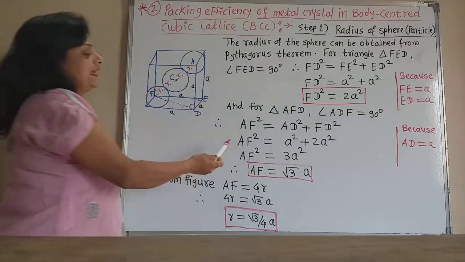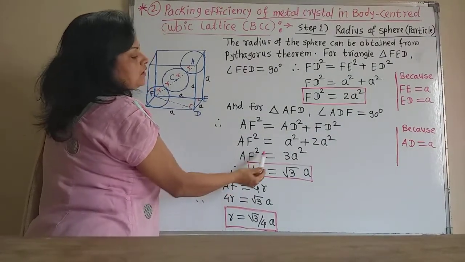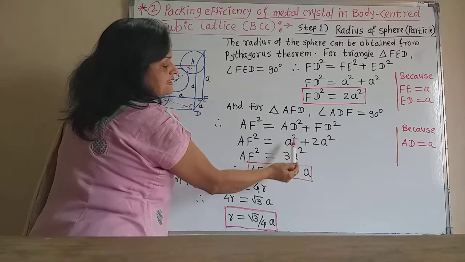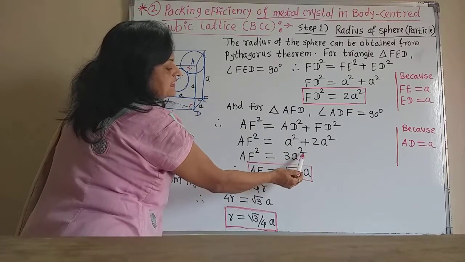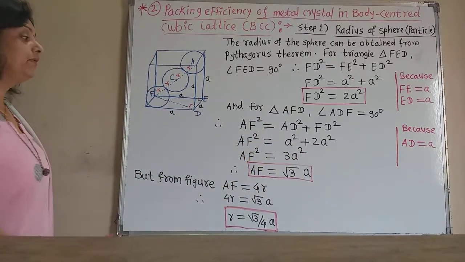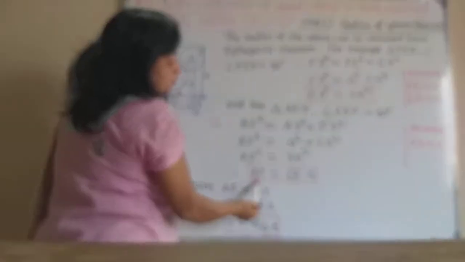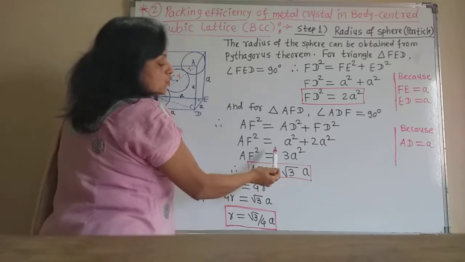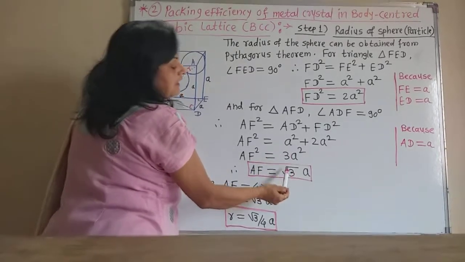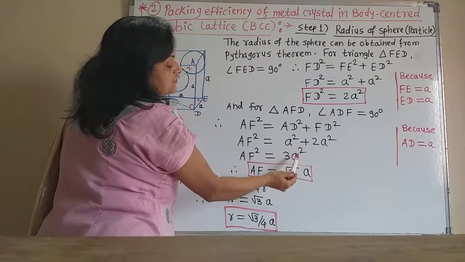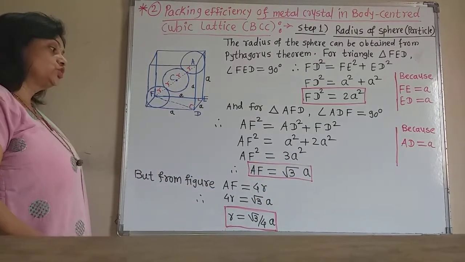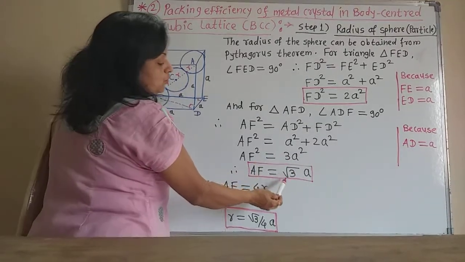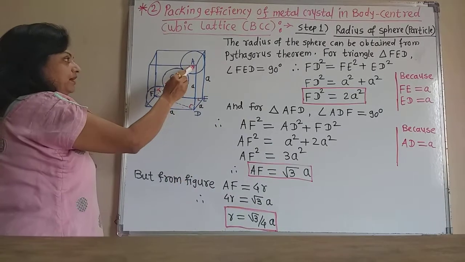So this AF square is equal to A square plus twice A square, that is equal to thrice A square. Therefore AF is equal to under root of this, AF square is equal to 3A square, and what is the root of A square? That is A. So AF is equal to root 3A, this AF distance.